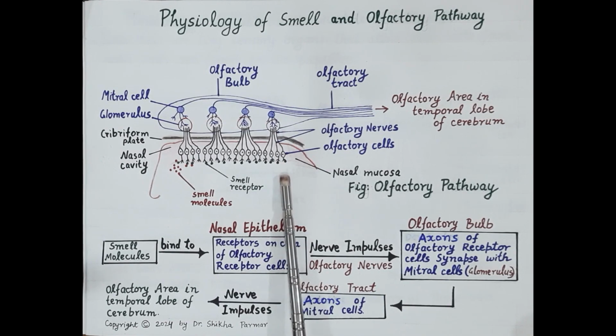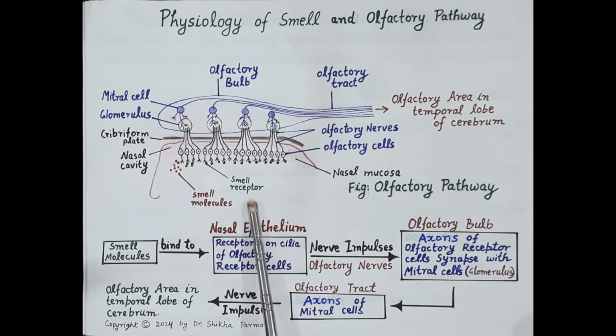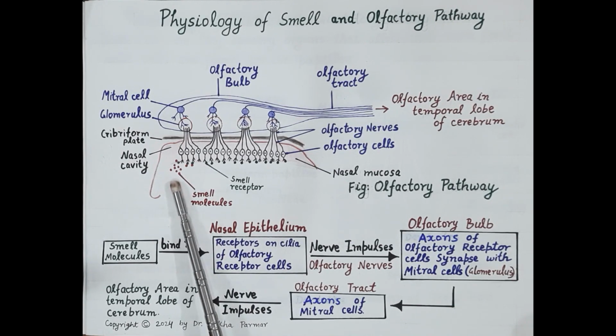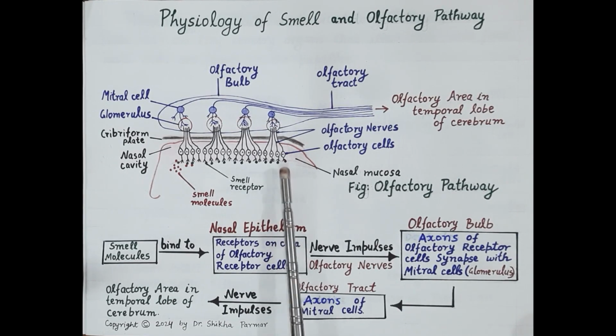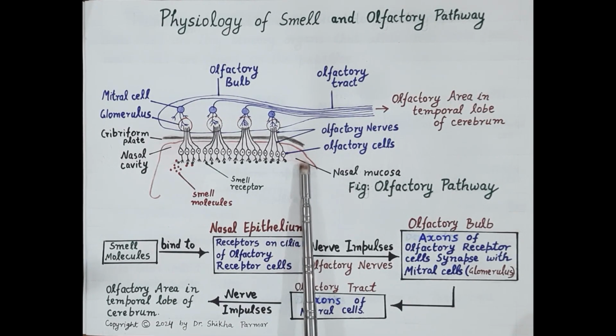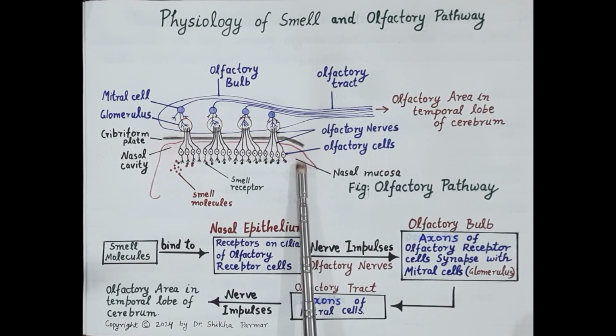Now located on the dendrite surfaces are the non-motile cilia, and these cilia possess receptors. Now odorous substances bind to these receptors on the cilia, and this stimulates the olfactory receptors, the olfactory cells. The olfactory cells undergo depolarization, an action potential is generated, and the odor or the smell is converted into a nerve impulse.